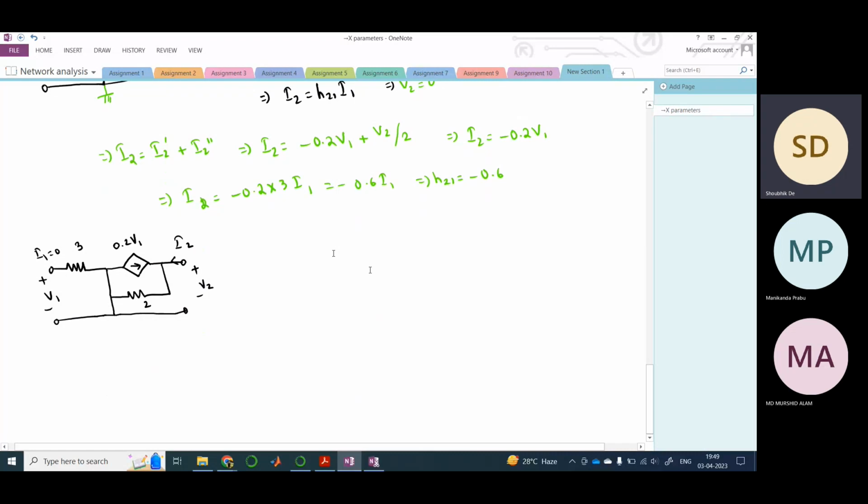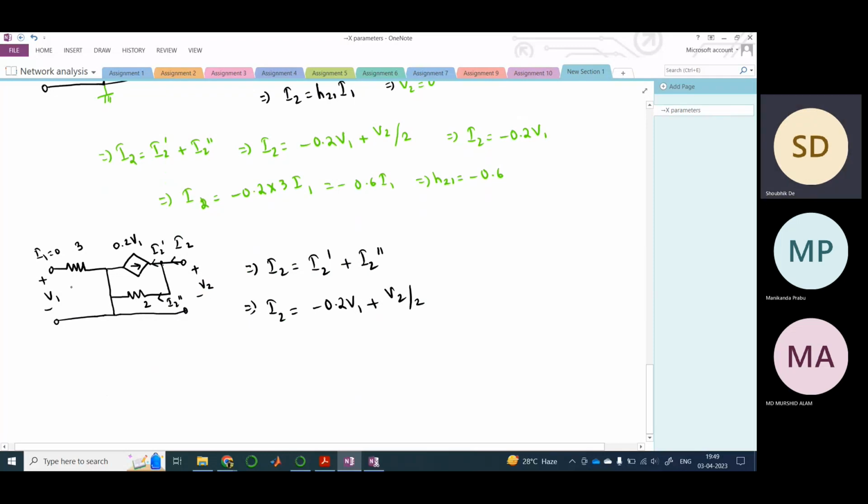So let us apply KCL at this point, right? What is the potential at this point? This is V2, because this is this point only. So let us say these are two currents, right? So I2 equals I2 dash plus I2 double dash. Now I2 is what? It is minus 2 V1 plus V2 by 2. Now V2 is not 0, because there is a voltage source connected.